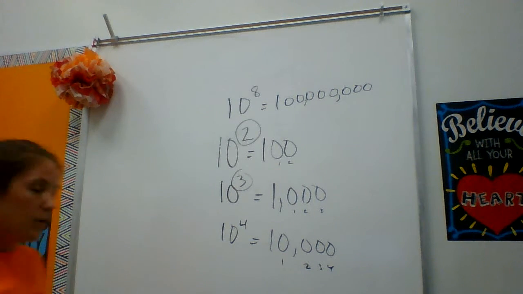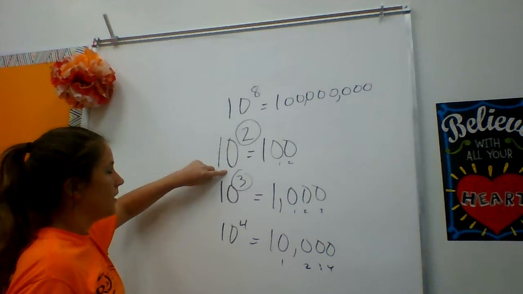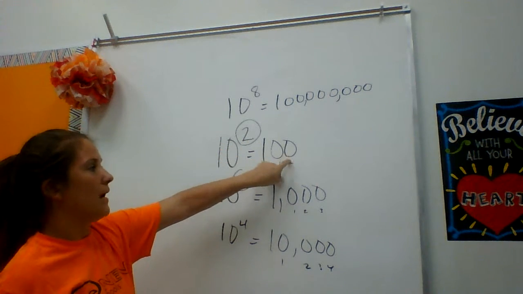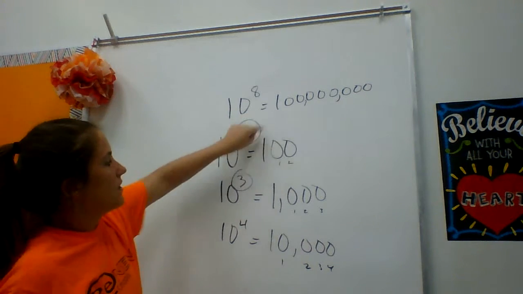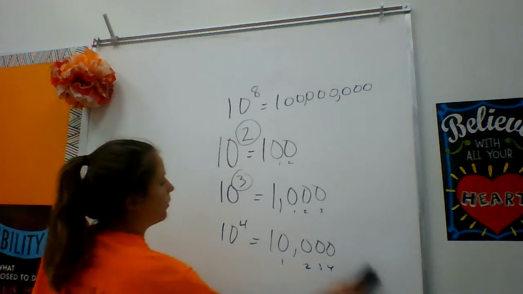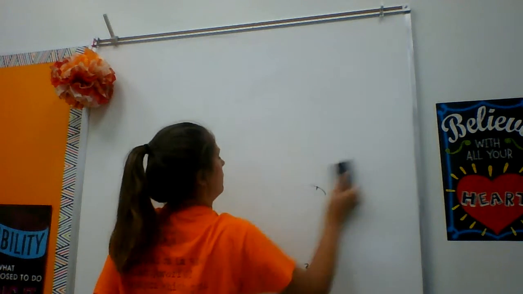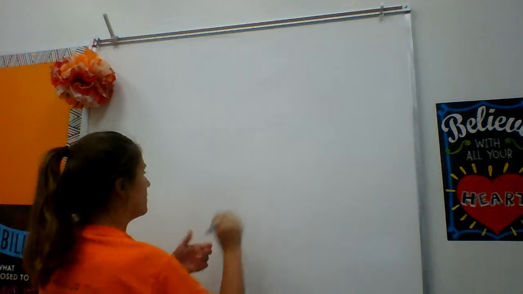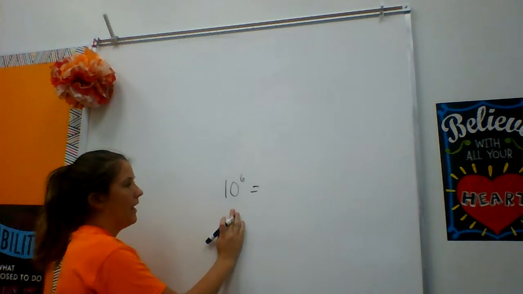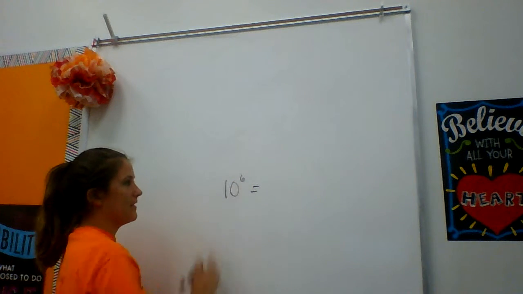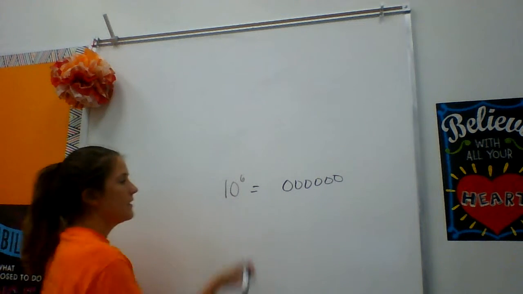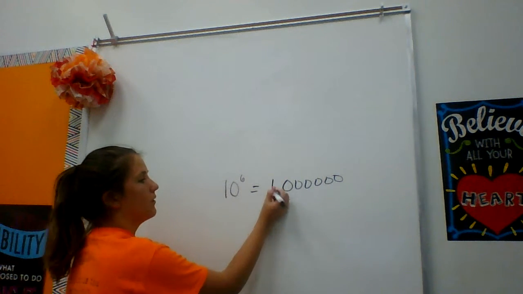So this only works when your base is 10. And when your base is 10, the exponent tells you how many zeros you will have when you solve. And the first number in front of those zeros is always 1. So I'm going to try one more with you. 10 to the sixth power. Because my base is 10, I know I can look at my exponent 6. That tells me I'm going to have 1, 2, 3, 4, 5, 6 zeros. And what's going to go in front of all of them is a 1.